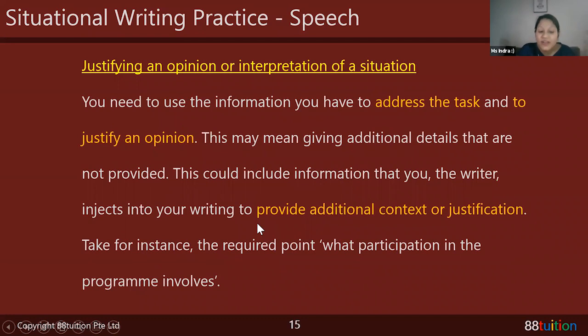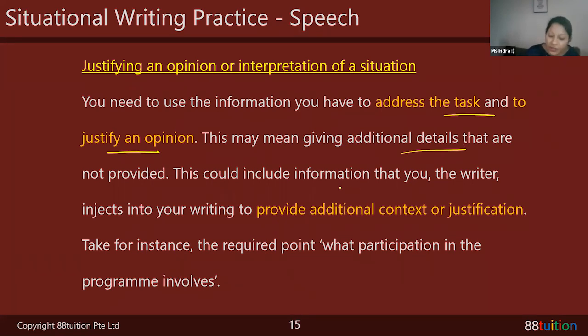Okay, now if you justify an opinion or interpret a situation, how do you actually do that? You need to use the information you have to address the task given, and to justify an opinion. You feel that, okay, based on this task, I have this opinion, so I need to justify it. I need to give reasons for it to make sure that whatever I'm saying is valid, right? This may mean giving additional details that are not provided. Of course, where are these details going to come from? Obviously, you have to make them up yourself.